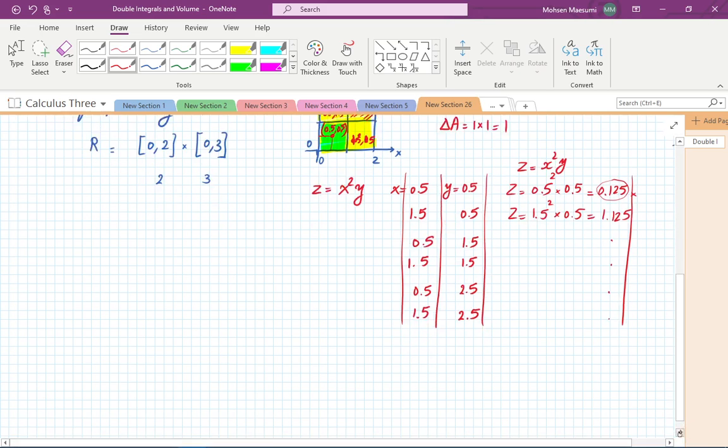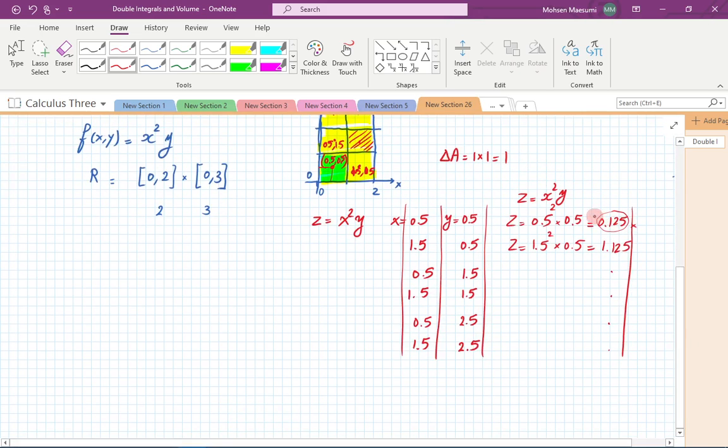Now what we are going to do is we are going to calculate the element of volume. Element of volume is going to be z times the element of area. So in that case, it's going to be 0.125, 1.125, and the other 4 contributions here. And then when you add them up, whatever number we get here is the total, or approximate total volume.